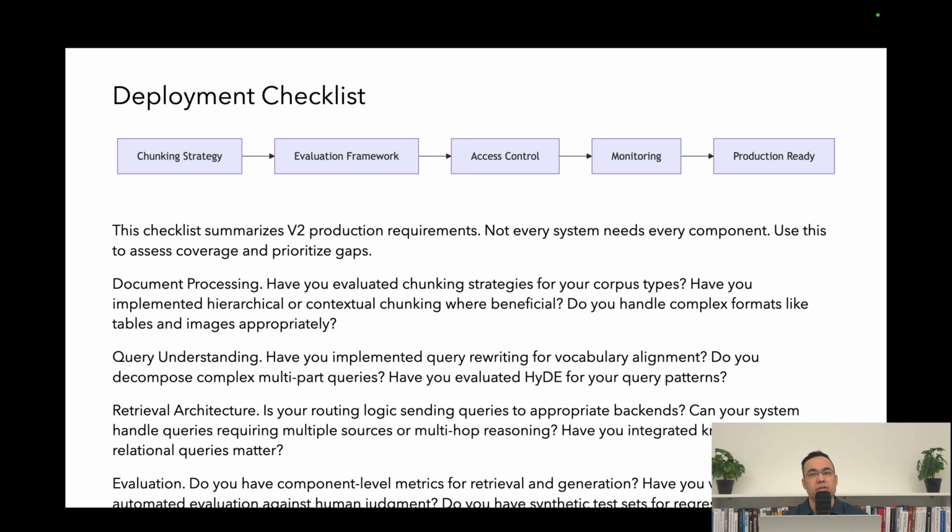For operations, you should check: is incremental indexing maintaining the freshness, are guardrails protecting against misuse, is latency within the budget, and is the cost sustainable? You should be prioritizing based on your failure modes. If retrieval is the bottleneck, focus there first.